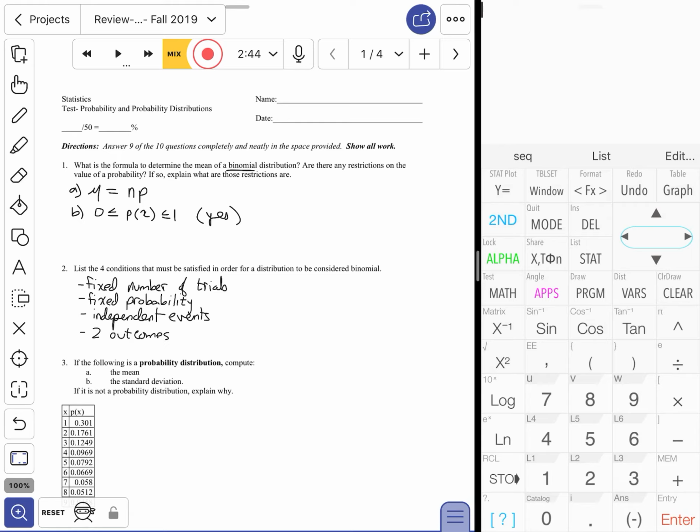So number 1, it's asking what is the formula, just the formula, to determine the mean of a binomial distribution. So there I'm just being asked to make a statement of what the formula is. So mu equals NP and call it a day.